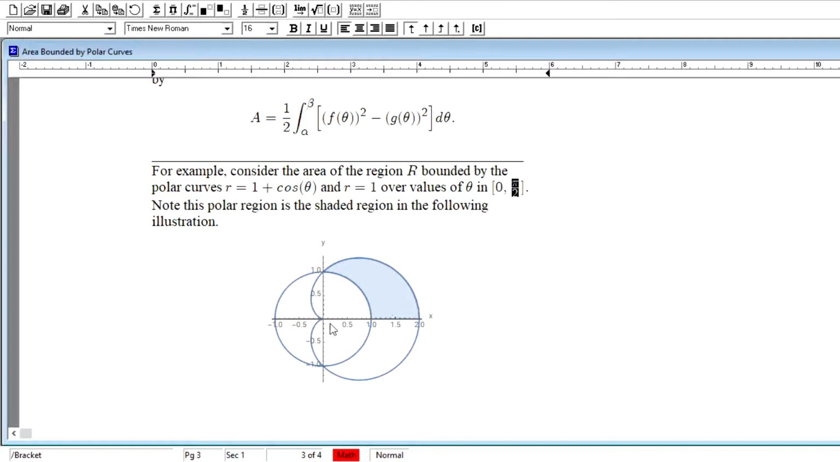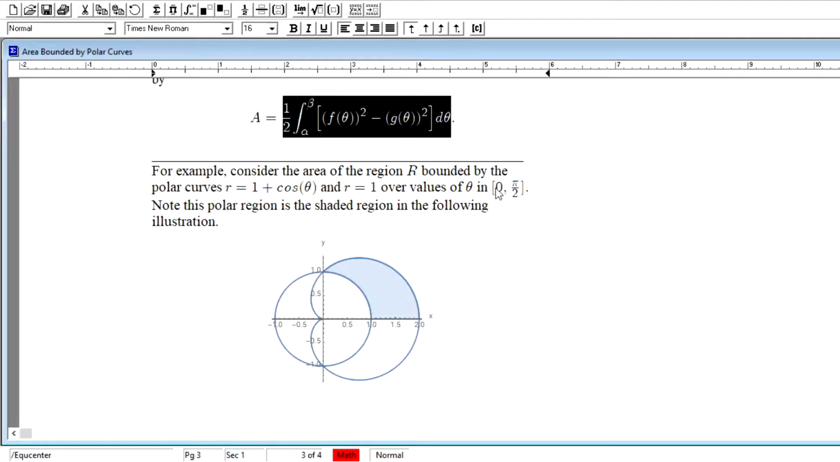What we have here is this region forming over these angle measurements all the way down to this point. From theta equal to 0, the region starts to form between these two curves all the way down until we reach this point at the value of theta equal to pi over 2. How do we calculate this area? We use the above formula.